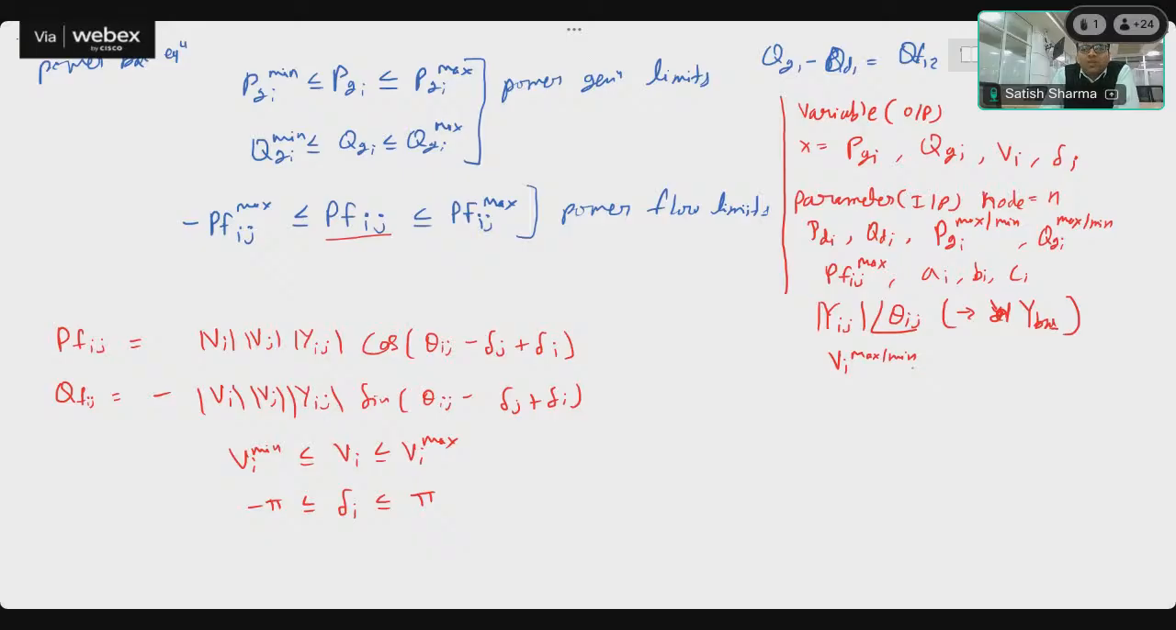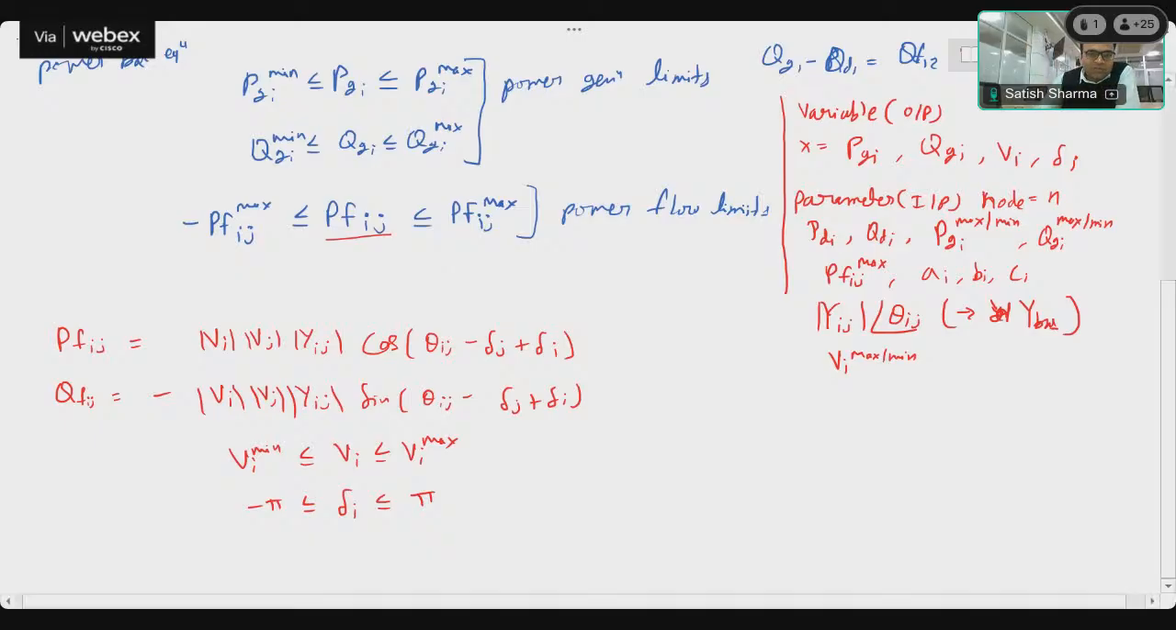There is one more issue. Basically, these angles are always calculated with respect to a reference. Without a reference, you can never calculate the angle. Angle is always with respect to a reference. There are voltage vectors, there is power, and all of these are complex numbers, and they have a certain angle associated with them. So that angle can only be calculated with respect to a reference.